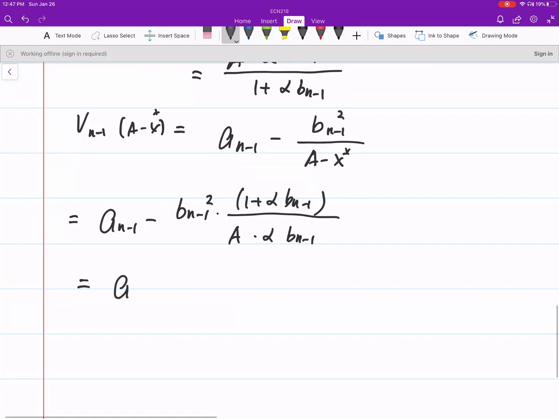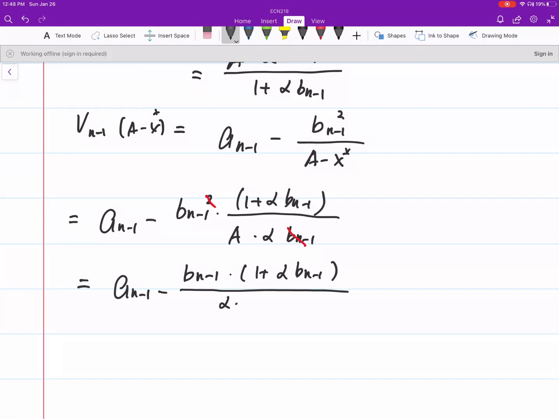This is what we have. We have a_{n-1}. We see we can actually cancel one factor of b_{n-1}, right? And then we have over here b_{n-1}, and then we will have over here 1 plus alpha b_{n-1} and negative sign over alpha times A. So this is what we have.